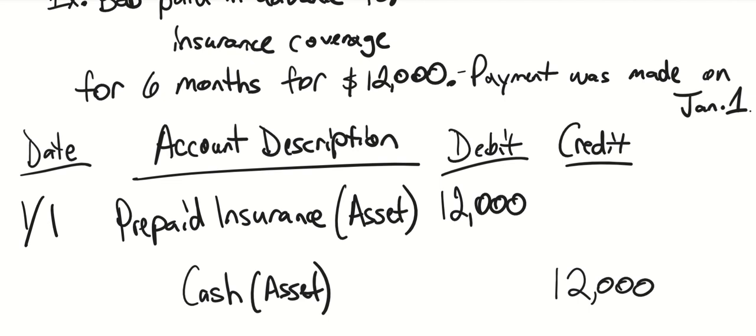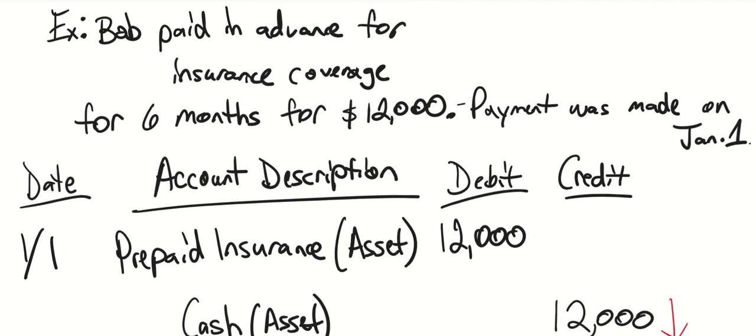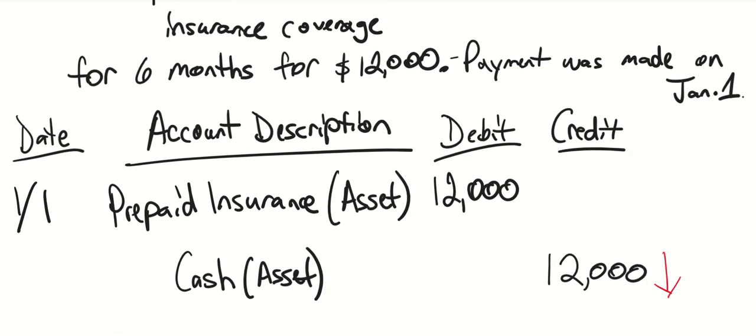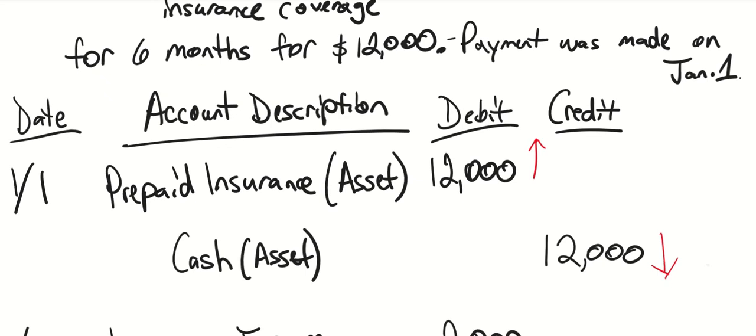On January 1st, cash is going to go out no matter what. So cash is credited for $12,000, which decreases the balance in that account. What was it for? It was for a prepayment of insurance coverage for 6 months, which means this $12,000 is debited to prepaid insurance. Bob has the right to be covered for insurance for 6 months due to the payment.